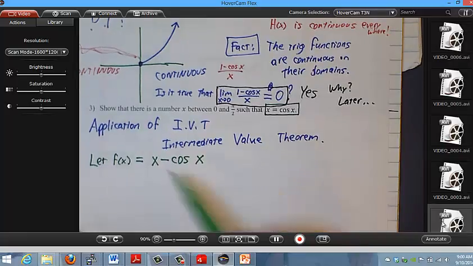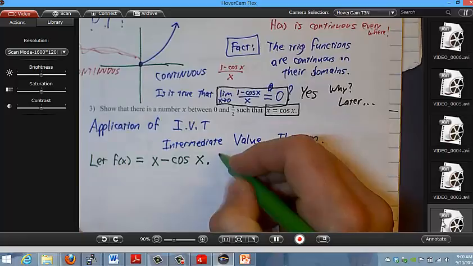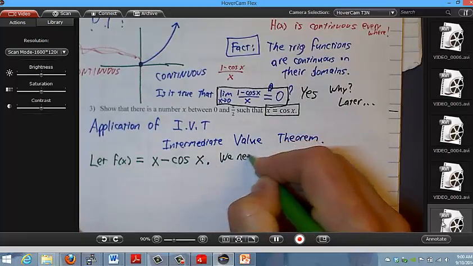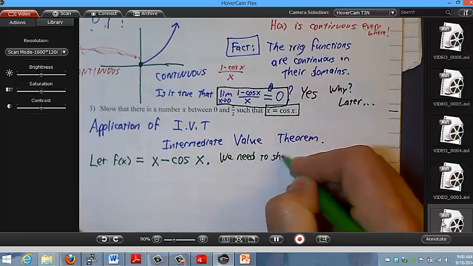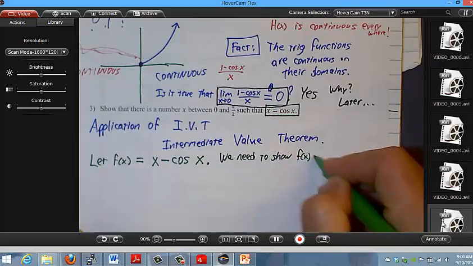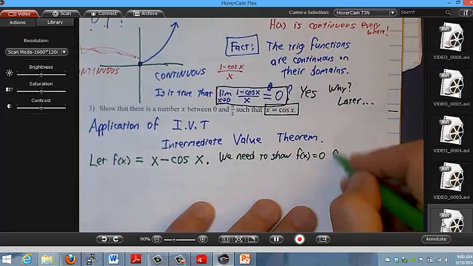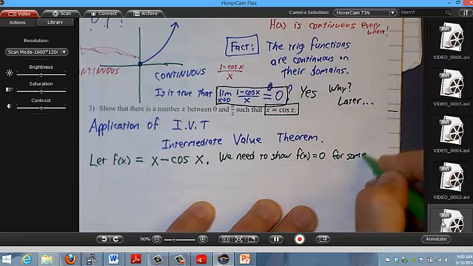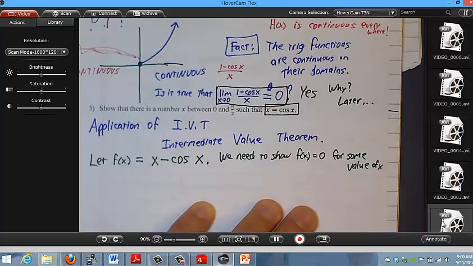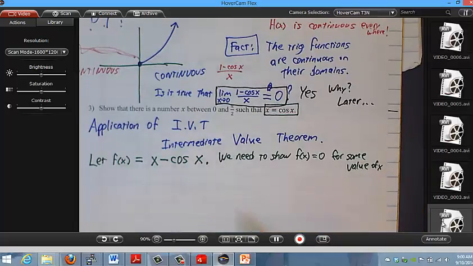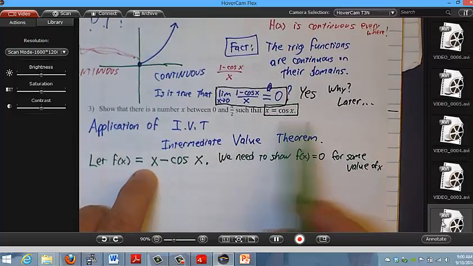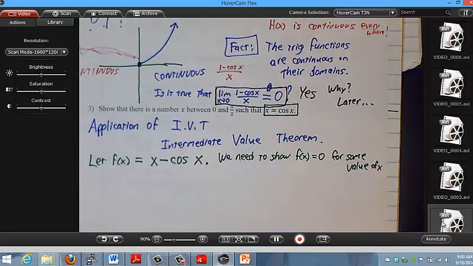And basically what we need to do is show f of x equals 0 for some value of x. Does that make sense to people? If I show that this equals 0, then x will equal cosine x at that particular place. Who's with me? Who is lost? Okay, start again, Paul.